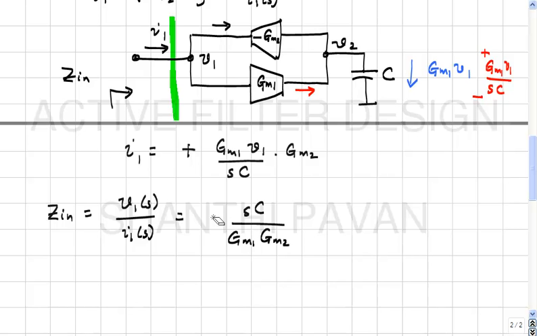Sir, I can have the capacitor floating also. Technically, a voltage controlled current source, a true voltage controlled current source is like this.